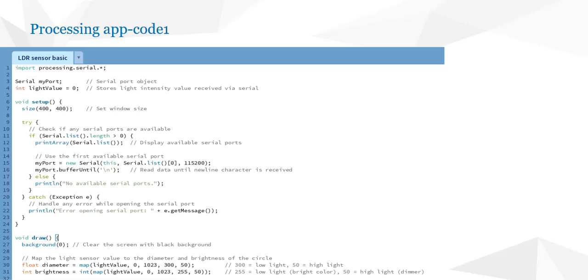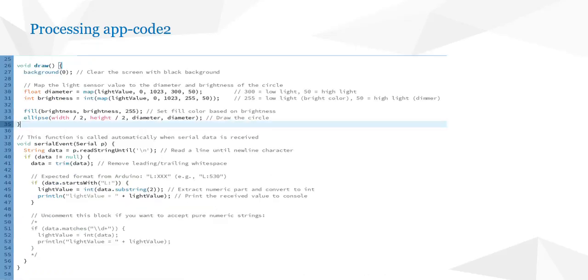Next we will call bufferUntil. That will be a signal to read serial data until a new line character is read. We will need to use the try-catch mechanism to do this.